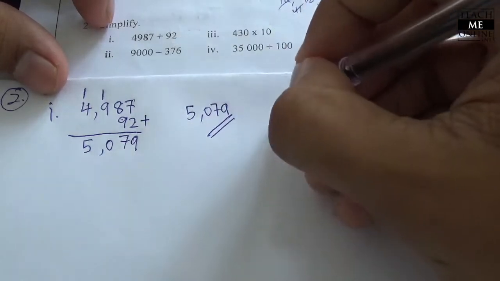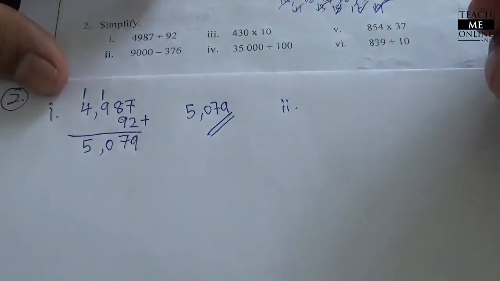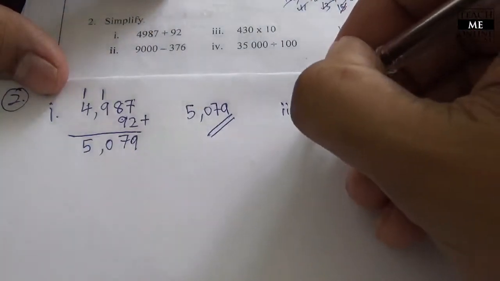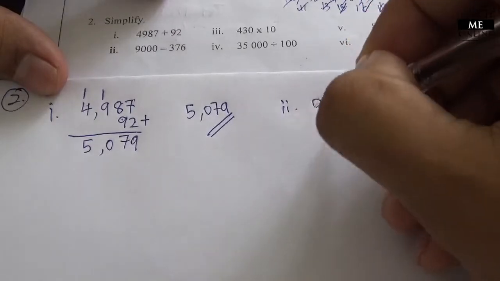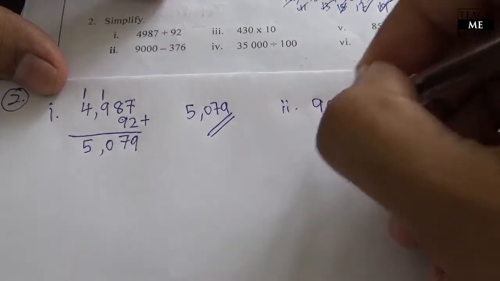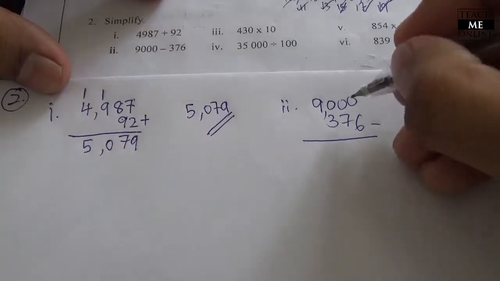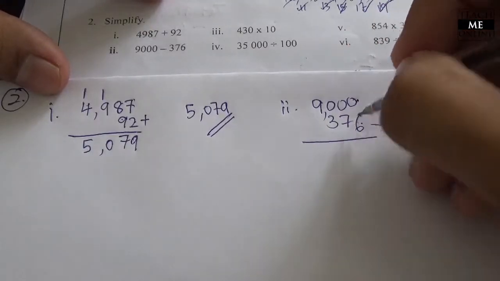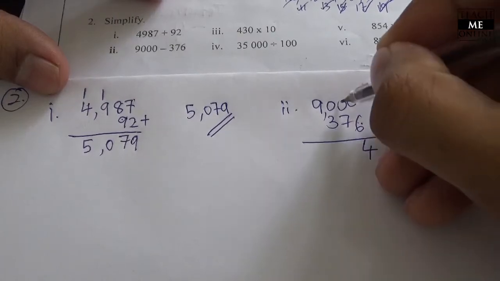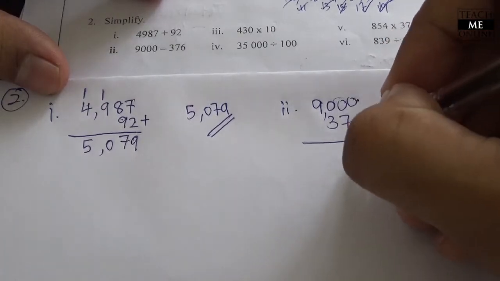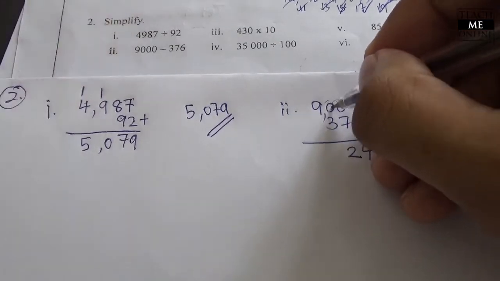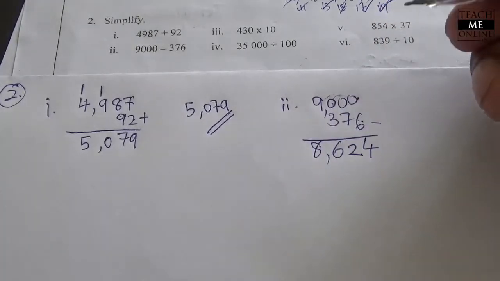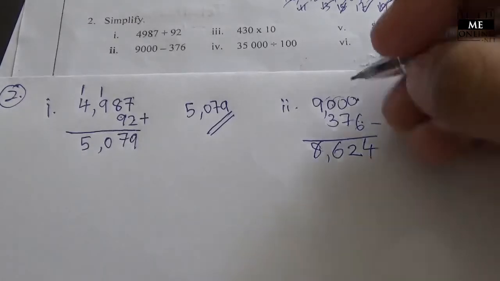Part 2. 9,000 minus 376. Write 9,000, write 376 below that. Subtract. See, 0 minus 6 we cannot do. Borrow 1. 10 minus 6 is 4. Now here is 9. 9 minus 7 is 2. Here it's 9. 9 minus 3 is 6. And here we gave 1, 8. 8, 6, 2, 4.